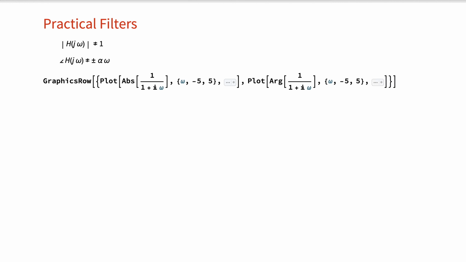Non-ideal filters exhibit both magnitude and phase distortions. Magnitude distortion occurs when the magnitude response within the passband frequencies is not constant. And phase distortion causes the phase of the filter to differ from a straight line. For example, the well-known RC filter exhibits both of these distortions.